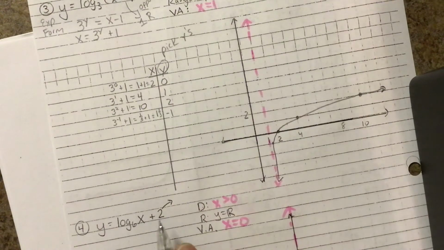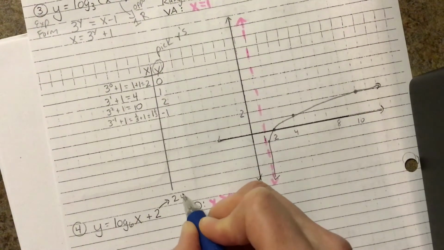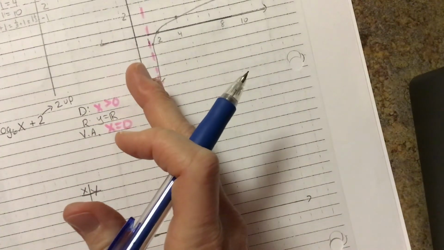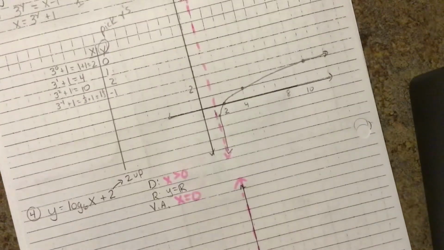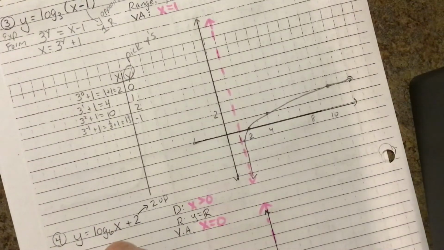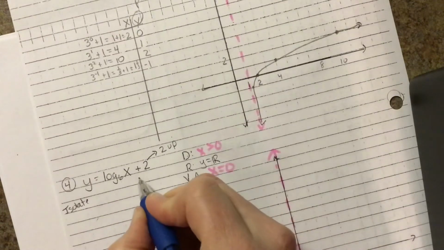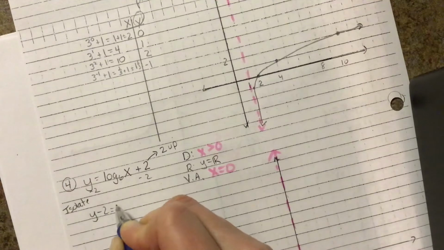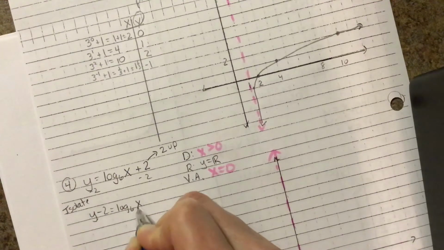This plus 2 on the end is not opposite. This means 2 up. Okay? So this one's going to be up higher. It's not going to affect the vertical asymptote. Okay? All right. Now, I'm not ready to go to exponential form first. I have to isolate the log. Opposite of add 2, subtract 2. Y minus 2 equals log base 6 of x.